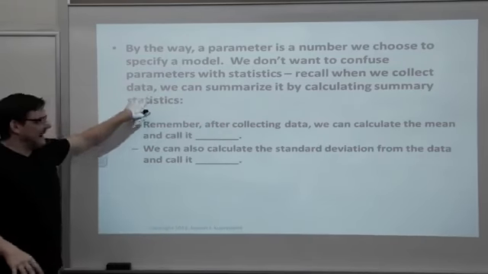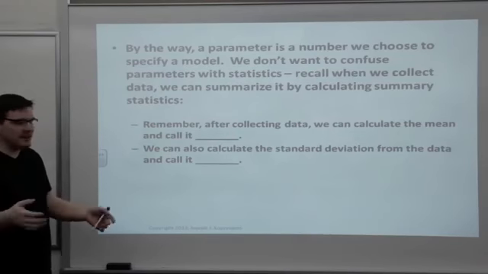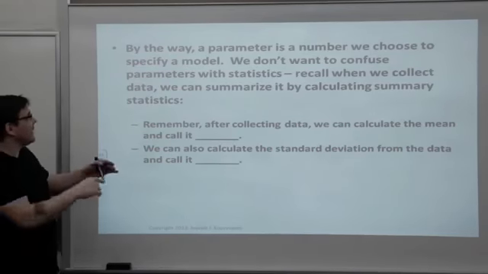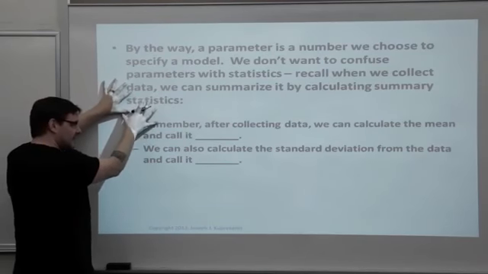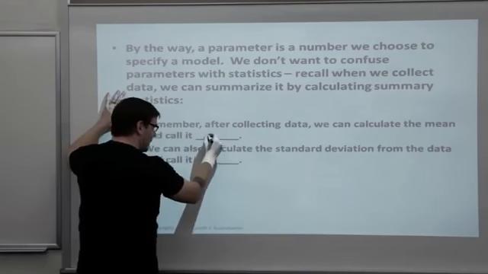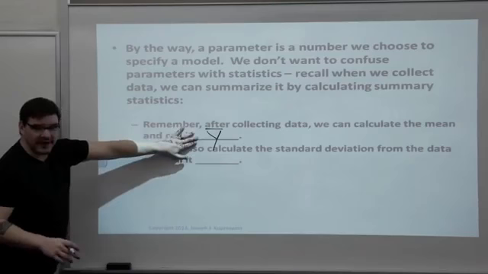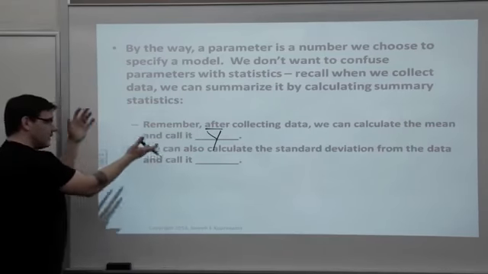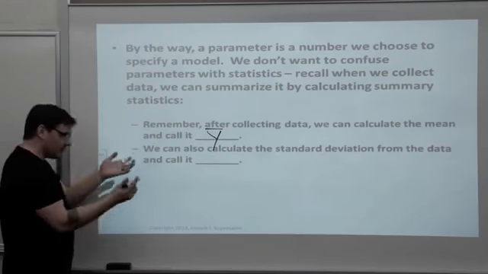When we collect data, you have a list of numbers. We've collected a variable in class, for example, heights of students in class. We can summarize it by calculating summary statistics. Remember, after collecting data, we can calculate the mean, and we would call it y bar. Different symbol for the sample mean, or the mean of data. We can also calculate the standard deviation from data, and we would call it S.